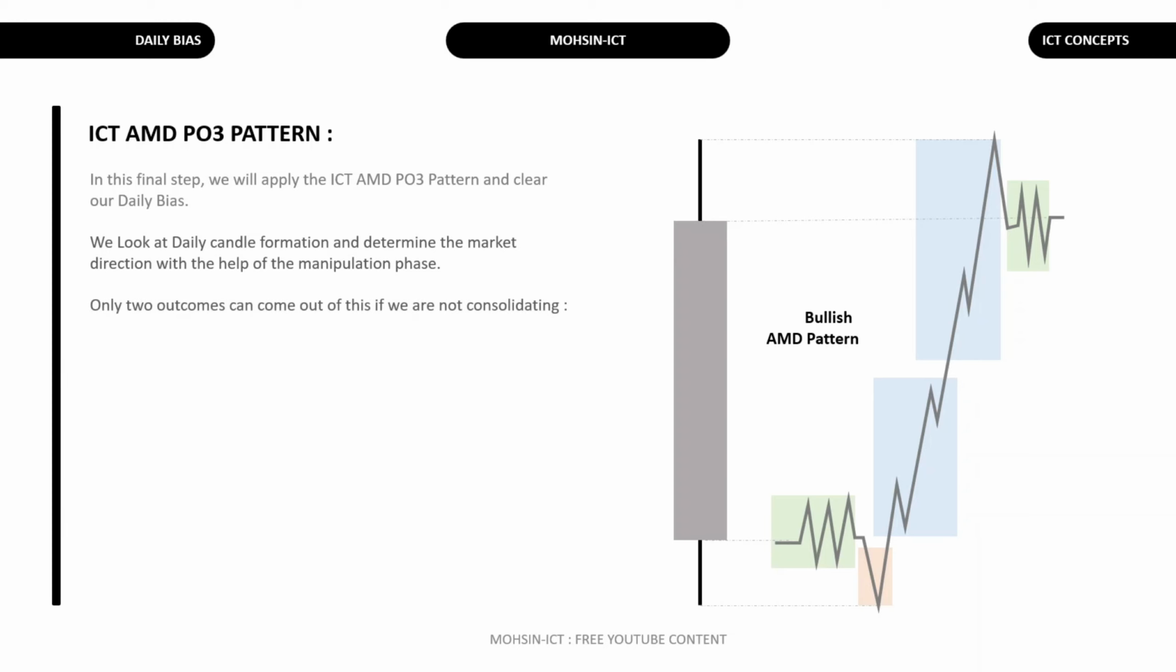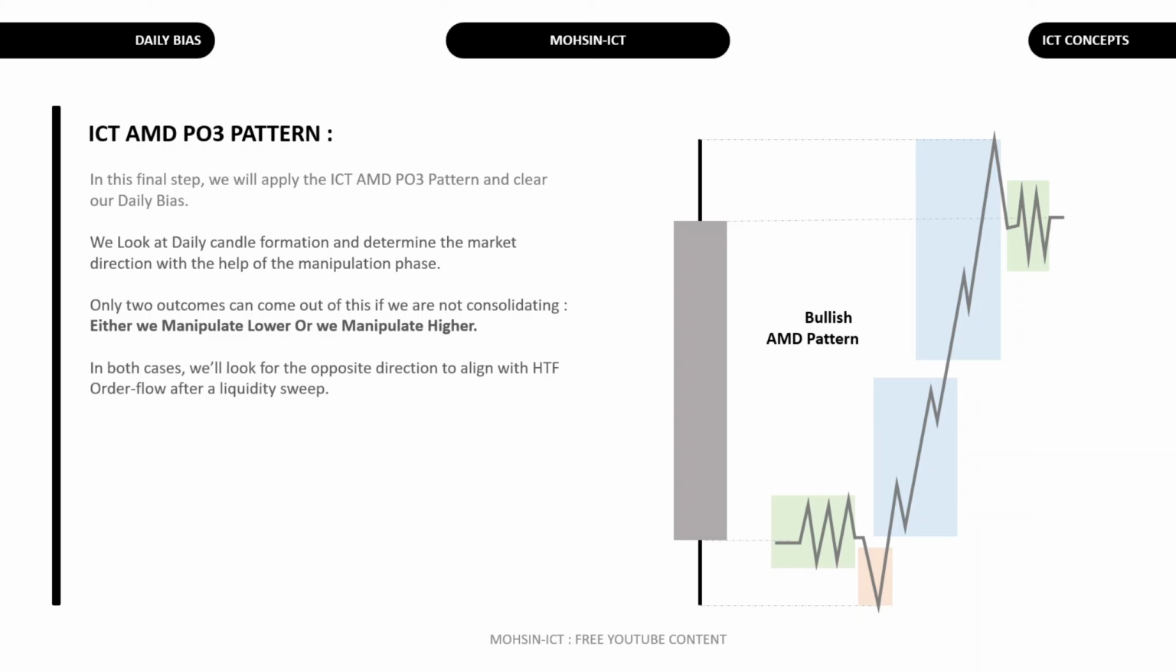Only two outcomes can come out of this if we are not consolidating, and if we are consolidating, we would skip that market. Either we would manipulate lower or we manipulate higher. These are the only two possibilities. In both cases, we look for the opposite direction to align with higher time frame order flow after a liquidity sweep. This opposite direction is referred to as manipulation. If we are manipulating lower, we want to see distribution higher. If we are manipulating higher, we want to see distribution lower. This is going to be with respect to the accumulation we have done.